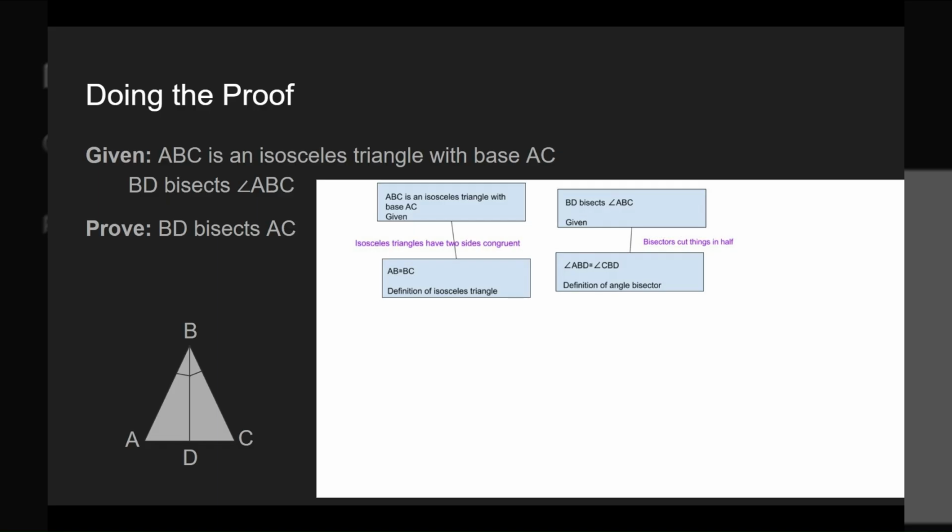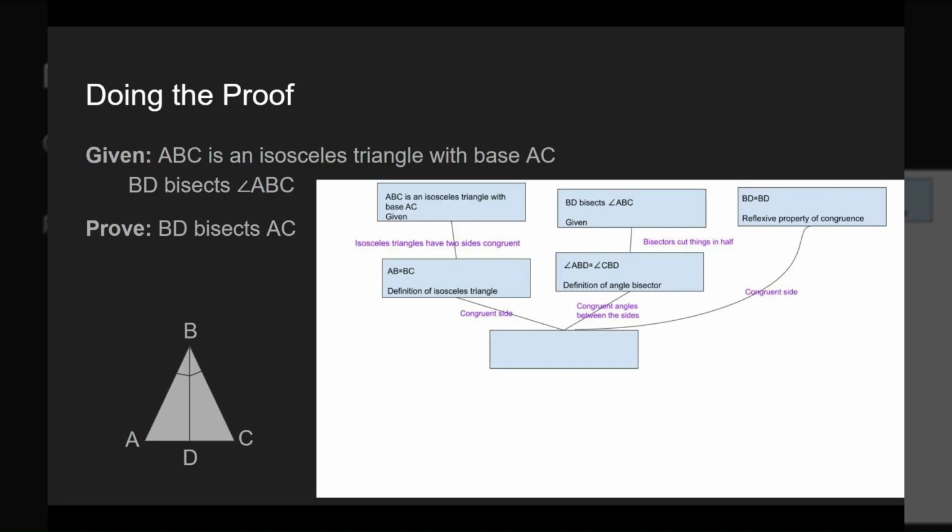We've only got two pieces of information about these triangles so far. We need three to prove that triangles are congruent, but we've also got a shared side. So we can say that BD is congruent to BD by the reflexive property. Then we have a congruent side from the legs of the triangle. We have a congruent side from the reflexive property, and we have a congruent angle connecting those sides from our angle bisector. Therefore, we can say that triangle ABD is congruent to triangle CBD by side angle side congruence.